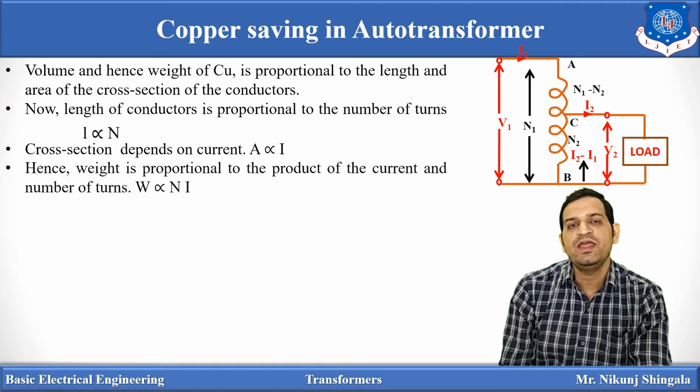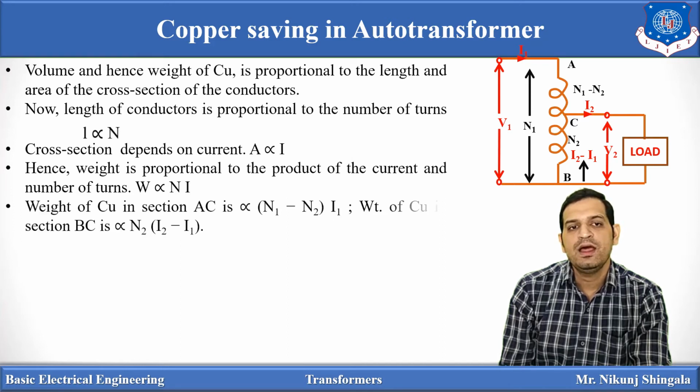So we can write weight or volume is proportional to Ni. So weight is proportional to the product of current and number of turns. Now weight of copper in AC section will be what? It will be the product of N and I. So in AC section, number of turns is N1 minus N2 and current flowing through AC section is I1. So weight of copper in AC section will be (N1 minus N2) into I1.